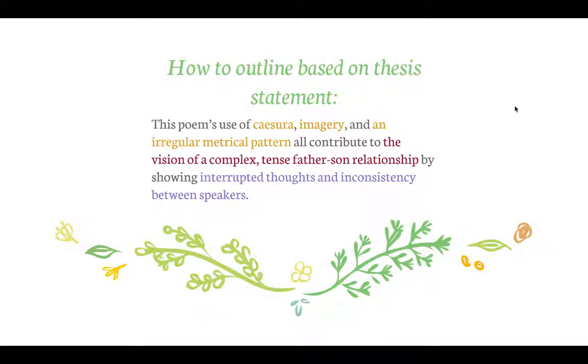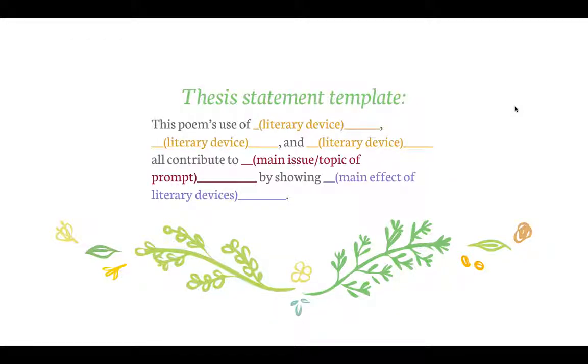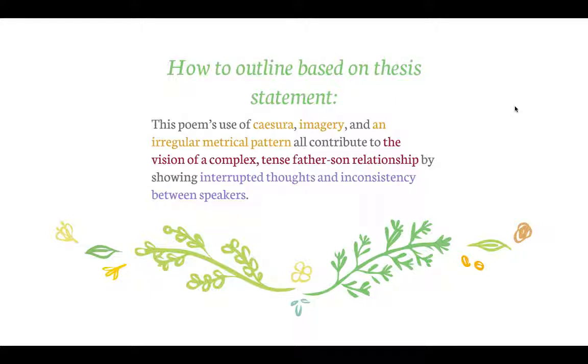So if we look at that same kind of color-coded pattern from the stronger thesis statement that we looked at earlier, it would be this poem's use of caesura, imagery, and an irregular metrical pattern all contribute to the vision of a complex tense father-son relationship by showing interrupted thoughts and inconsistency between speakers. So this thesis statement has set us up for success because we have specifics, we have what they do, and we have how they do it.